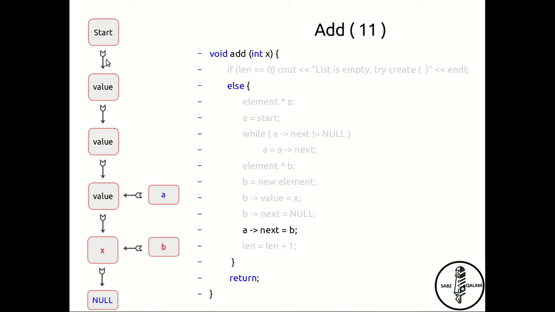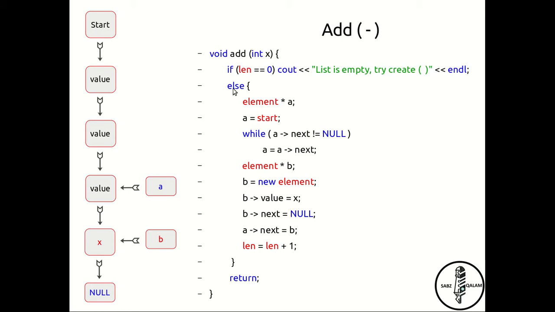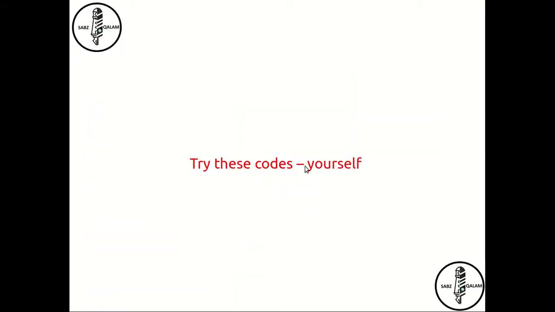Now because you've added the new element in the linked list, you need to increment the length by 1, because initially there were 3 elements, now there have to be 4. Hence you increase the number of elements. This is the complete definition again of how the add function works. I would strongly recommend you try these codes.